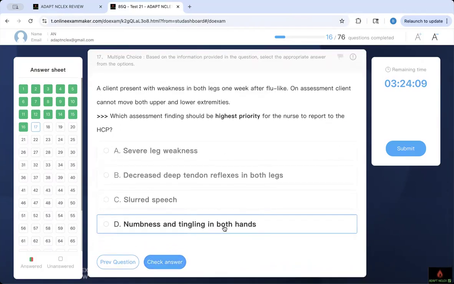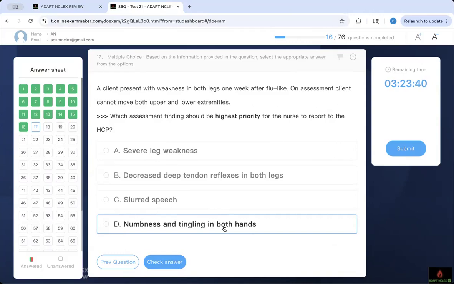The client presents with what? Weakness in both legs, 1 week after what? Flu-like symptoms. That's the key. Flu-like symptoms, and all of a sudden your leg is not working. On assessment, the client cannot move the upper extremities. So it started from the legs and ascended to the upper extremities after what? Flu-like symptoms. I'm giving you a clue. What do you think?